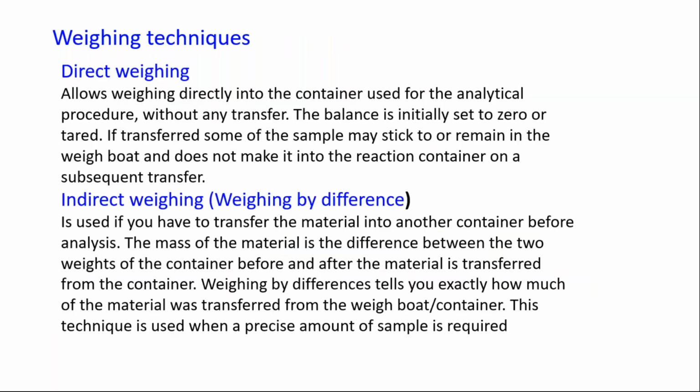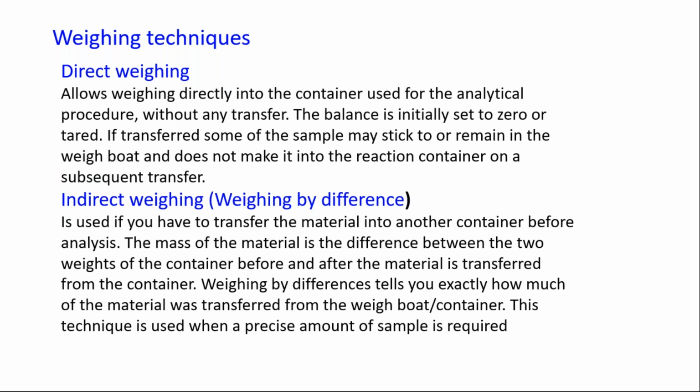So what are the weighing techniques? Generally, there are two techniques for weighing, what we call direct weighing or indirect weighing. In direct weighing, you weigh the container that you want to transfer the material to. You tare the balance or make it zero. Then you add or transfer the sample to it, weigh the amount, and then using the weigh boat or a beaker, if you have used one to weigh, you transfer it into the volumetric flask if you're making a standard.